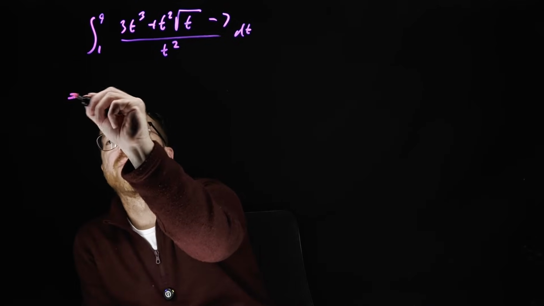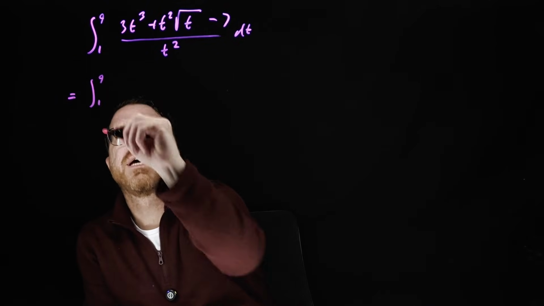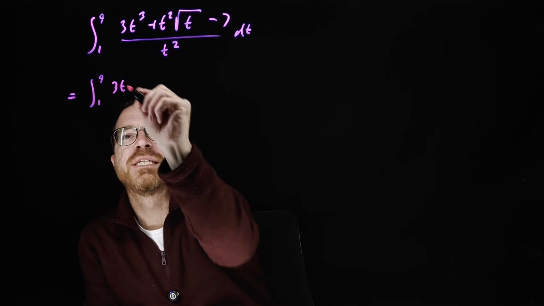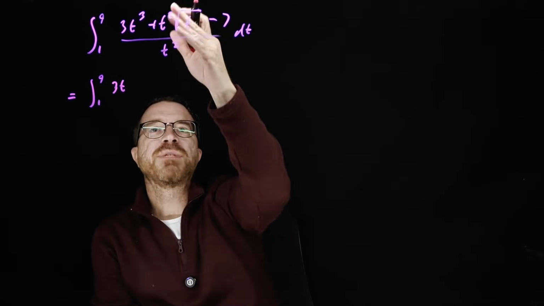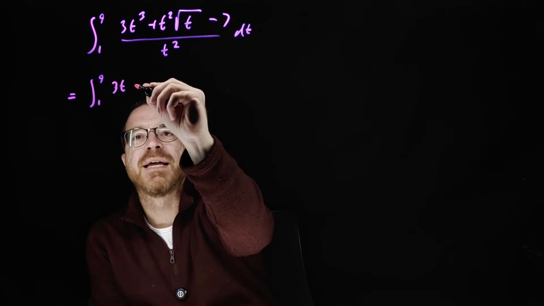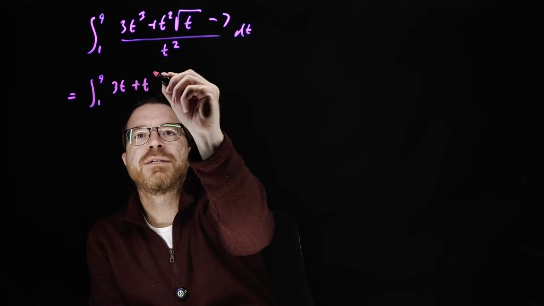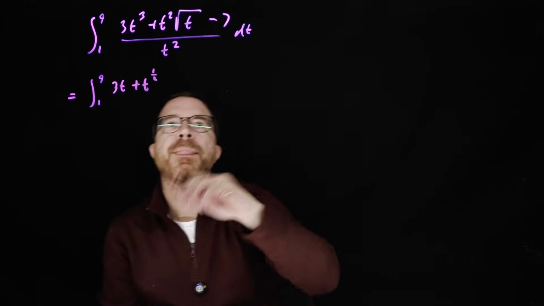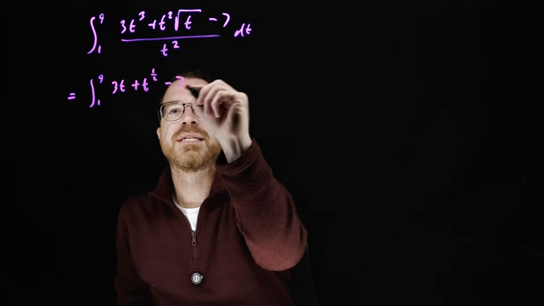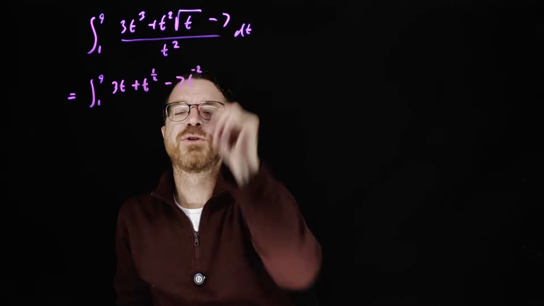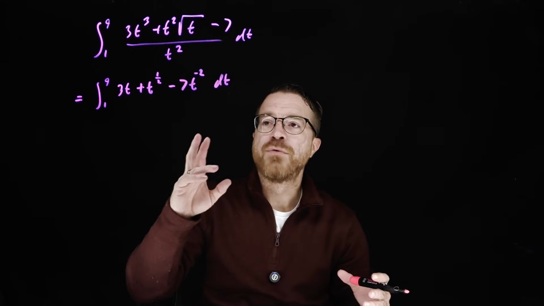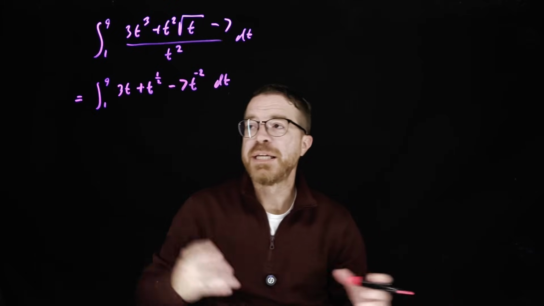So this is going to be equal to the integral from 1 to 9, 3t cubed over t squared, which is going to leave me with 3t. For the second term, t squared is going to divide t squared and be left with the square root of t, which I'm going to write as plus t to the 1/2 power. Now we have minus 7 over t squared, so this will be minus 7t to the negative 2 power, because the negative power brings it to the bottom. And finally, we have our dt for our integration across the variable t.